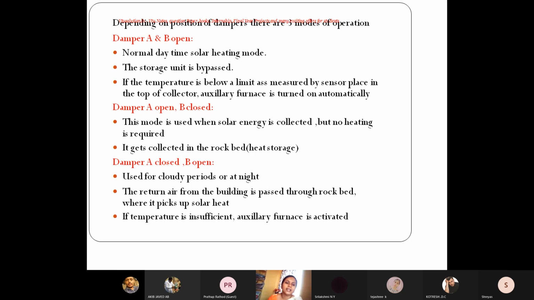And next, damper A closed and B open. In that condition, it is used for cloudy periods, for example, at night. The return air from the building is passed through the rock bed, where it picks up solar heat. If the temperature is insufficient, the auxiliary furnace is activated. These are the three modes of operation.